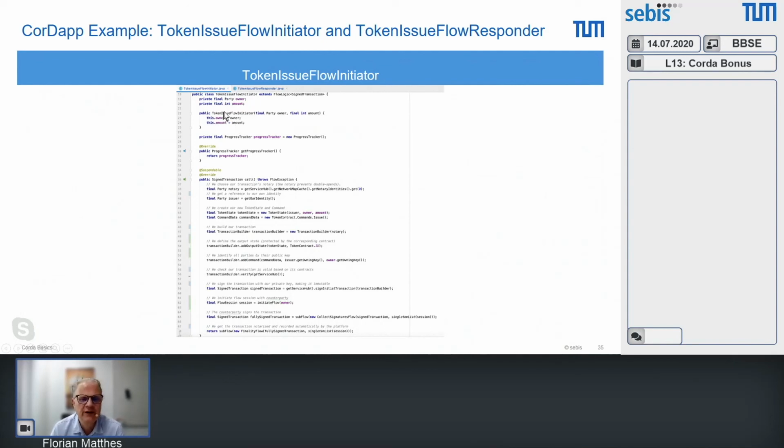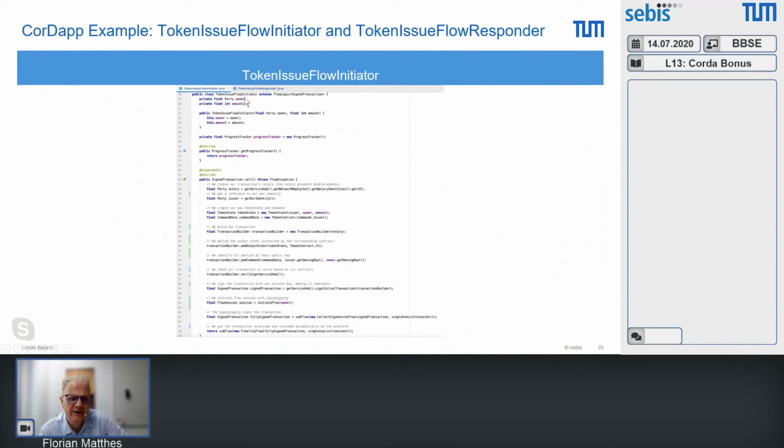We also have to define a progress tracker. And we create a default progress tracker without any further arguments. That's also a local object. And we then also have to define the getter method for the progress tracker, which now returns this default tracker. Okay, that's again boilerplate code.